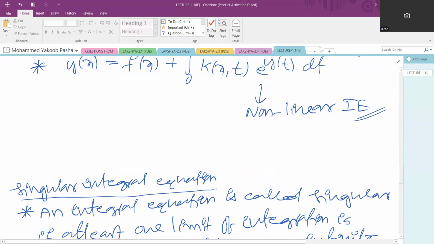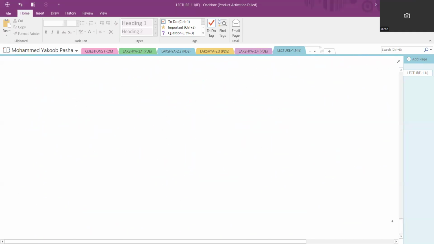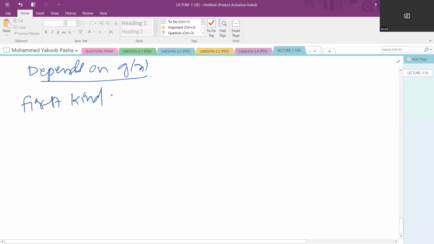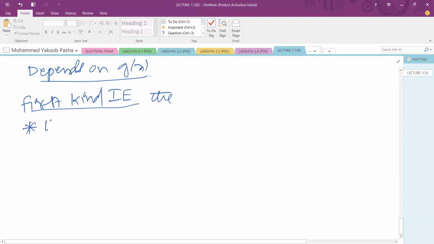Okay, now another classification, that depends on g of x. First one is the first kind integral equation. Simply I am writing L. The integral equation, I am writing here.